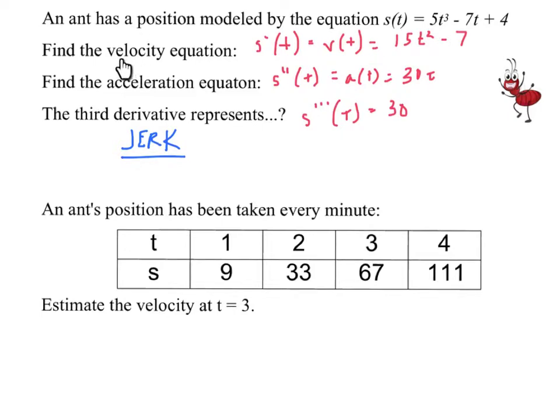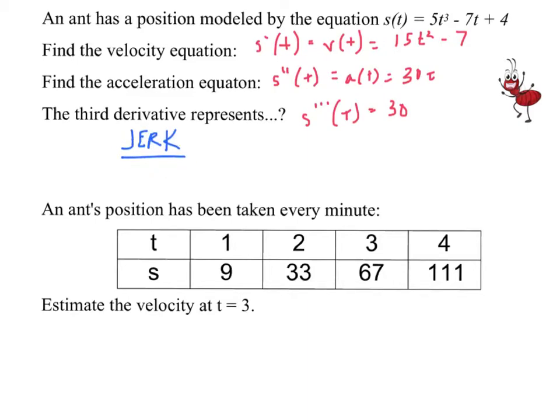Velocity is how position changes with respect to time. Acceleration is how velocity changes with respect to time. So the third derivative, jerk, is how acceleration changes with respect to time. So the units go, let's say inches, inches per second, inches per second per second, and inches per second per second per second. So there are applications to jerk. We don't use it a whole lot, but it's just the third derivative.